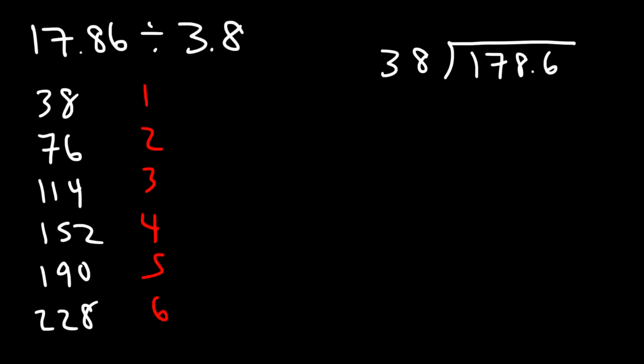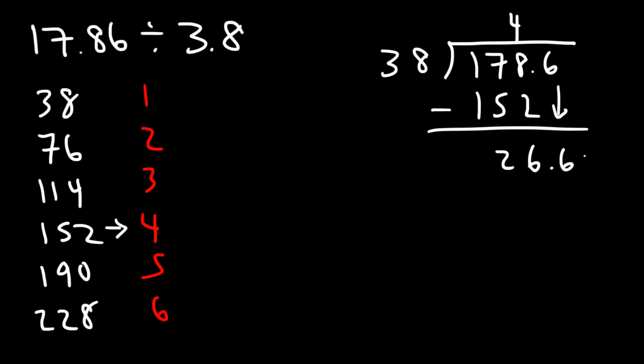Now 38 goes into 178 4 times. 38 times 4 is 152. And 178 minus 152, that's going to be 26. Now let's bring down the 6. 38 doesn't go into 26.6, so let's add a decimal point. And now we're going to treat this as if it's 266.